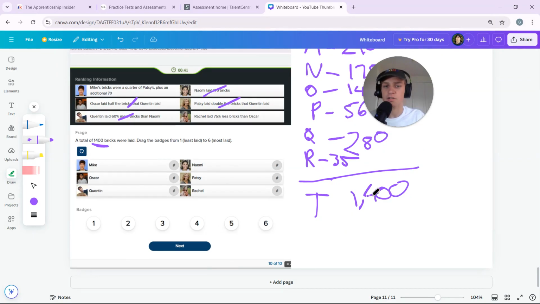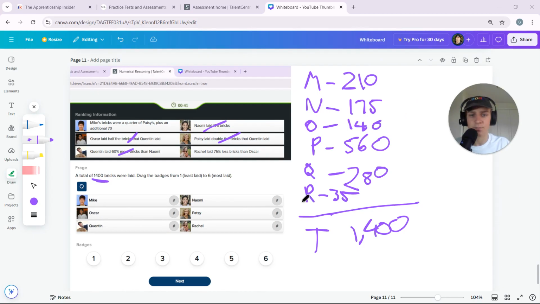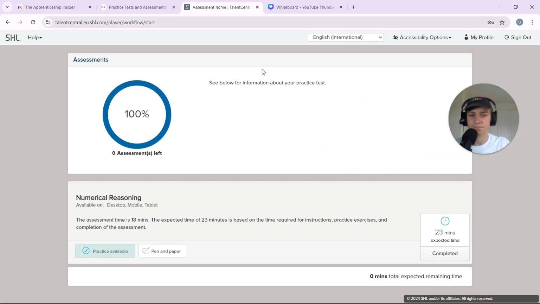So 1,400. Say, for example, if in this calculation I got 1,540, I wouldn't just start being like, oh, the test is wrong, I got it right. It's like, no, you're probably wrong, right? So 1,400, perfect, we're correct. And then you just go and rank them. Again, make sure, 1 to 6, which order is it, okay? So least laid is going to be R. Then it's going to be 140, 170, 210, 150, 560. Okay, and there you go. That's how you would do that question.